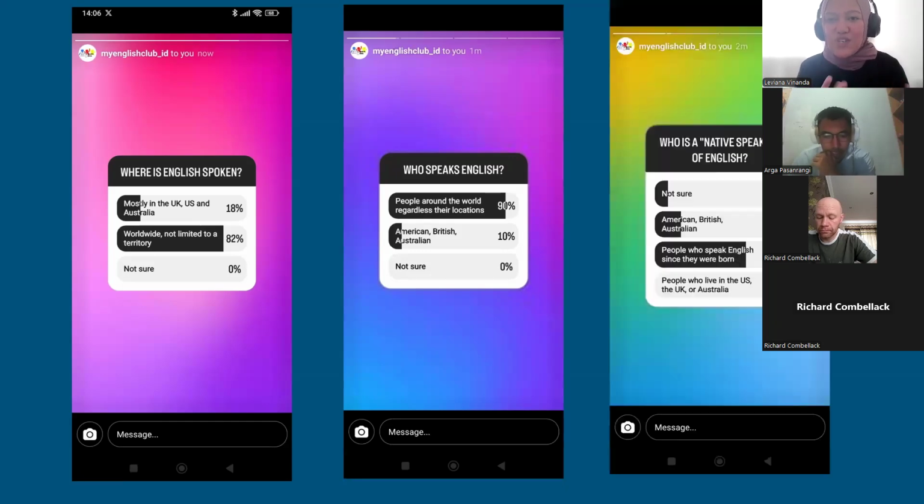Now, the third question is who native English speakers are. Most people think that they are people who have spoken English since they were born. Some people limit the definition to merely American, British, or Australian, and some people are not sure.